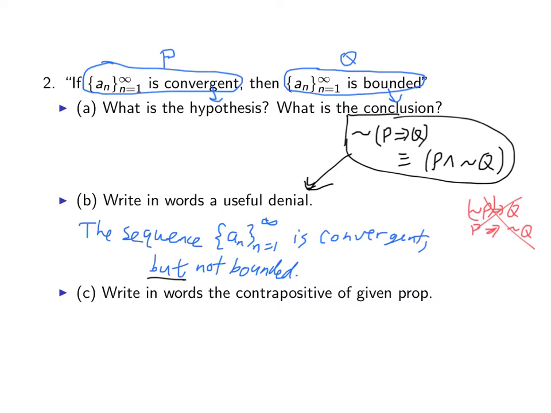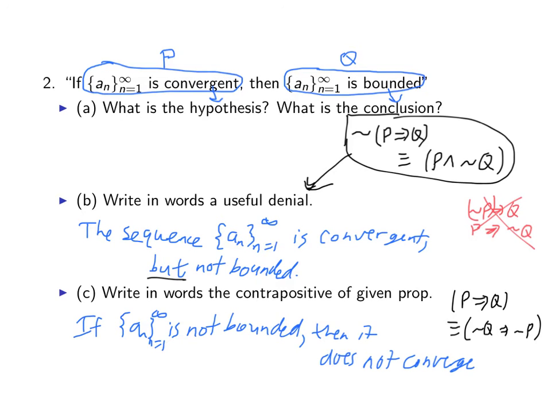Now the contrapositive of an implication is in fact an implication, and it's equivalent to the original implication. So the contrapositive of P implies Q is not Q implies not P, like this. So the contrapositive of this statement would be: if the sequence AN is not bounded, then it doesn't converge. Alright, let's go on to number 3.